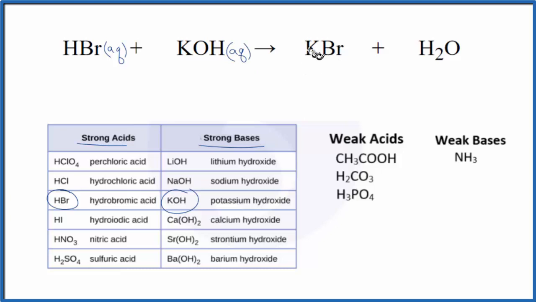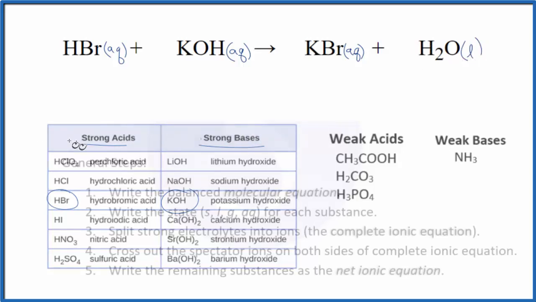For KBr, if you know your solubility rules, potassium is a group 1 element, so those, when they form bonds, salts here, will be soluble. And the same with Br. Those form soluble compounds. So because they're soluble, we write aq, dissolved in water, and then water itself is a liquid. So we have the states.